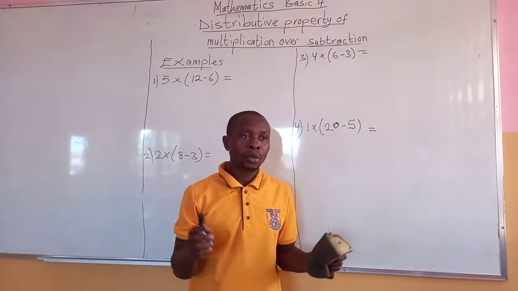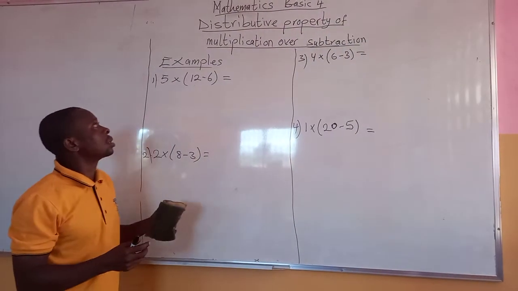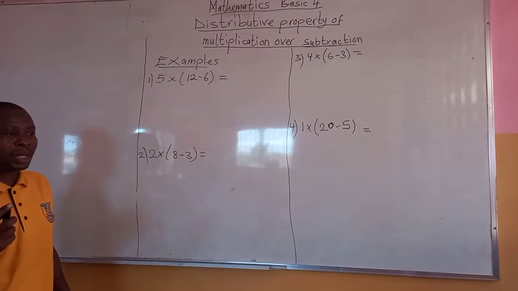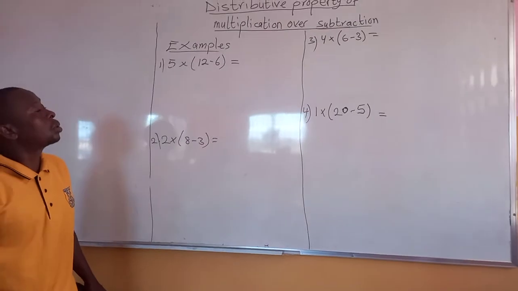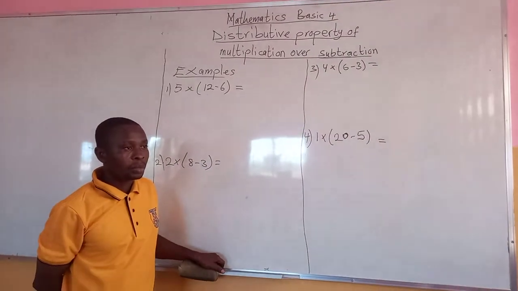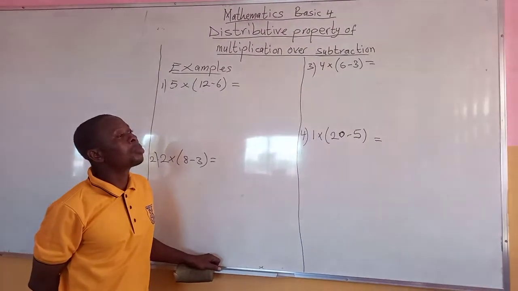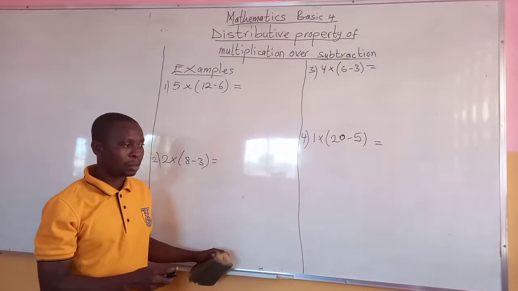Today, we are still looking at the distributive property of multiplication. In our previous lesson, we were looking at the properties of basic operations, and we talked about the distributive property of multiplication over addition.